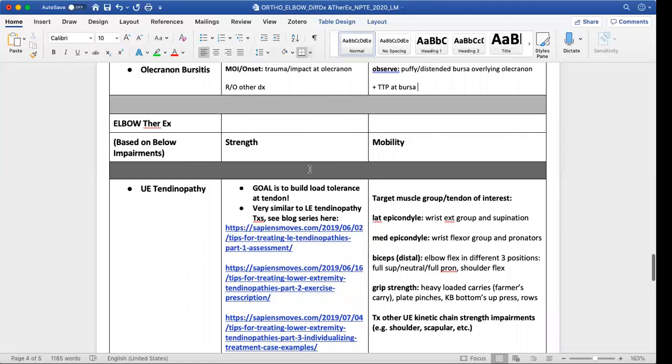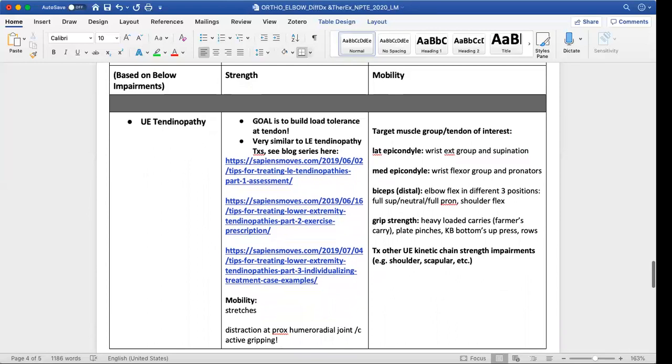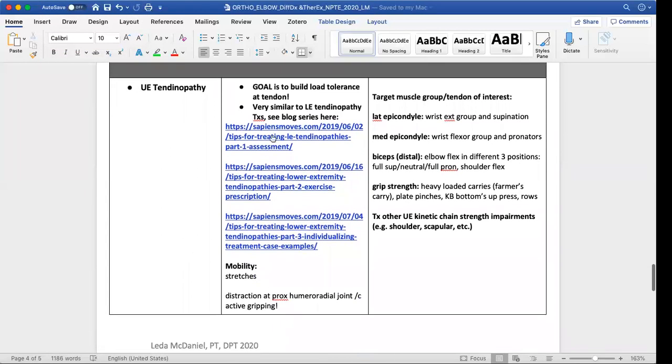You could note some bogginess and swelling as well at that inflamed bursa. And then these are some treatment ideas. So one thing that I have on my blog site is this series of treatments for tendinopathy. This series is specific to lower extremity tendinopathy.